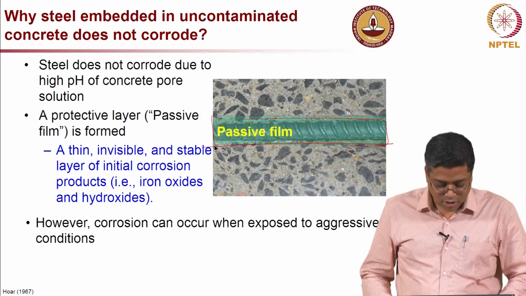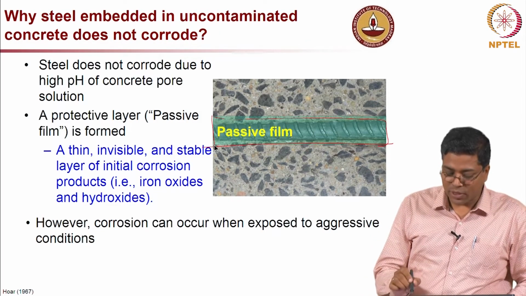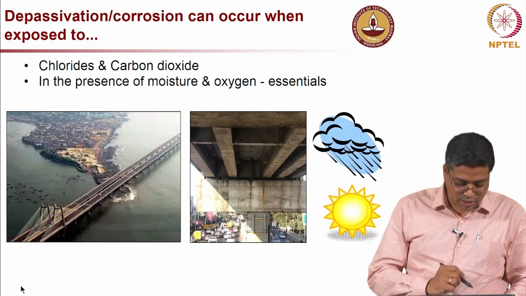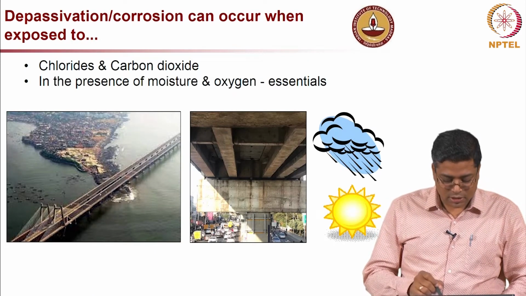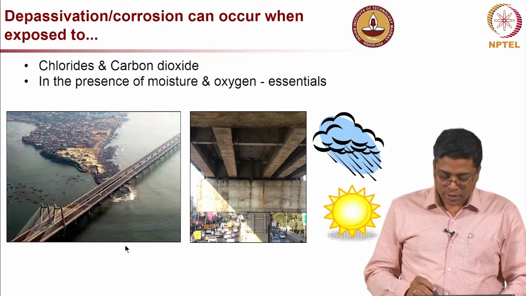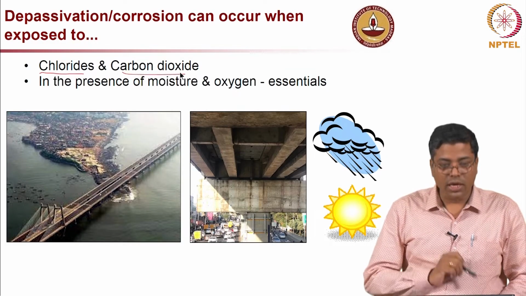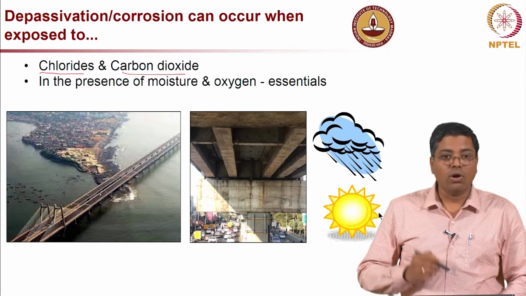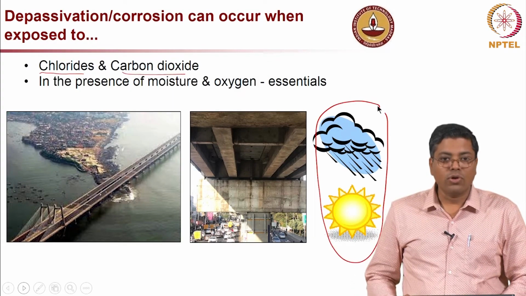but it protects the steel below that from corrosion. Now, if steel has to corrode, something has to break this passive film, then steel will start corroding. So, what leads to this breaking of this passive film? Chlorides, carbon dioxide. So, you can see here, this is a bridge passing through ocean or marine environment. Chlorides can create problem for the passive film to break. Carbon dioxide can also lead to breaking of passive film, and of course, moisture and oxygen, they are the essentials. So, these two are the essential thing for corrosion to happen.